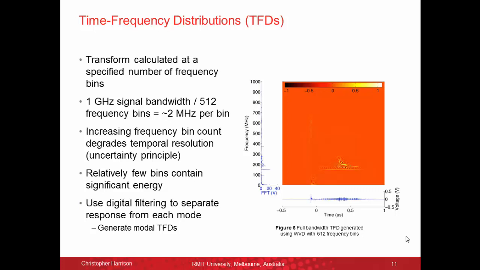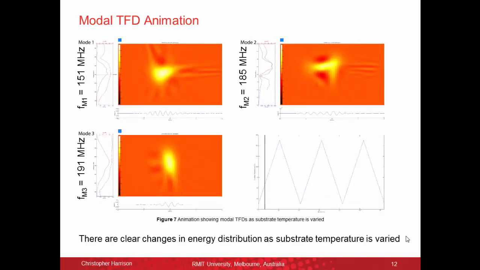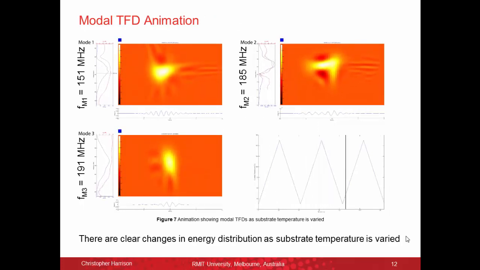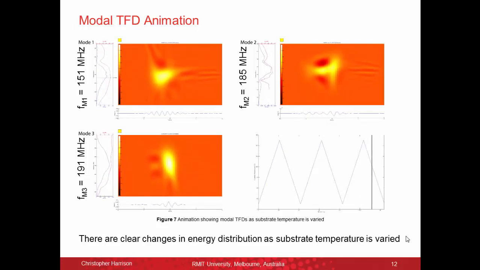So what we ended up doing was splitting that transient response signal into separate modes and then generating what I call modal TFDs for each one. And when you do that, you get this. It's a bit hard to see, but in the bottom right, we have substrate temperature varying up and down as a function of time.